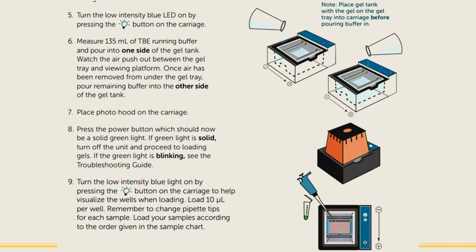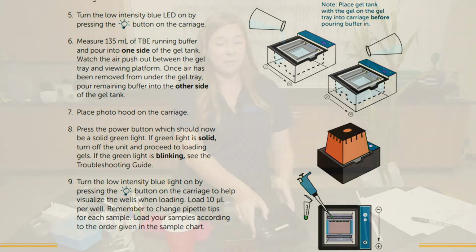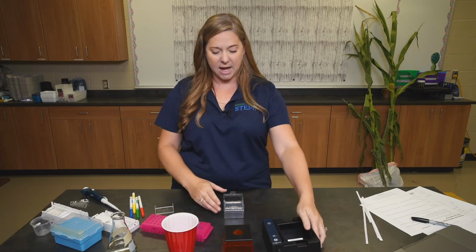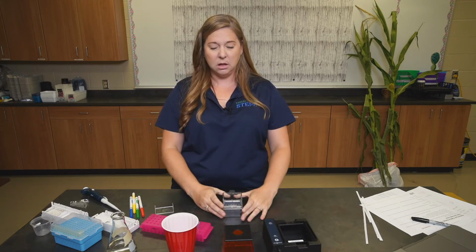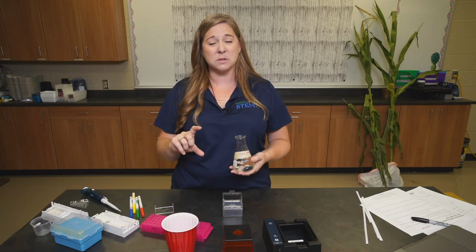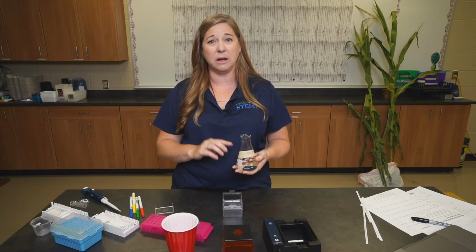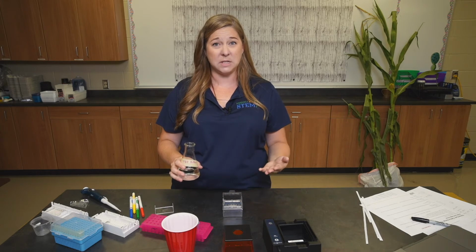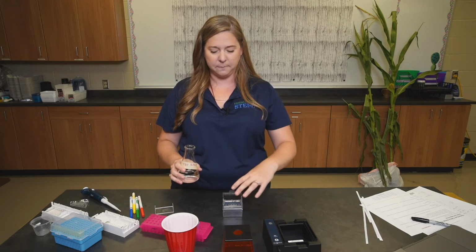Here it shows us turning the light on before we put the buffer in. However, I'm going to suggest we do this maybe a little bit of a different way. With my students, I find the risk of having them pour the buffer in the carriage to be too much. So what I try to do is have them take the tank out and put it in front of them. The TBE buffer comes in concentrated bottles with very specific instructions on how to dilute it for your students. Each group only needs about 135 to 150 milliliters of the buffer in the tank.